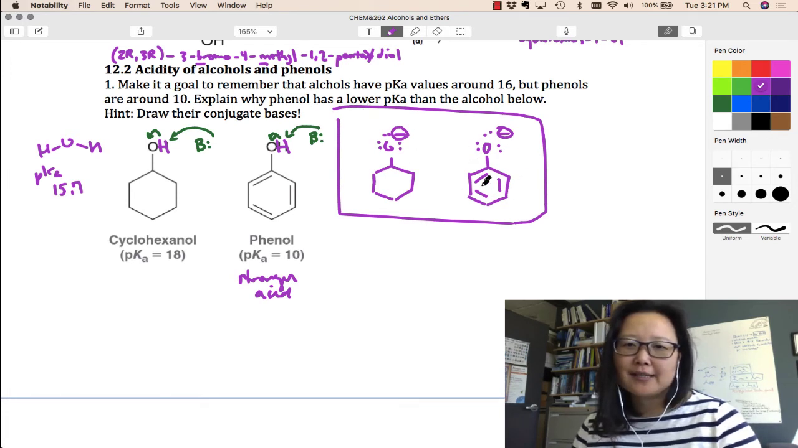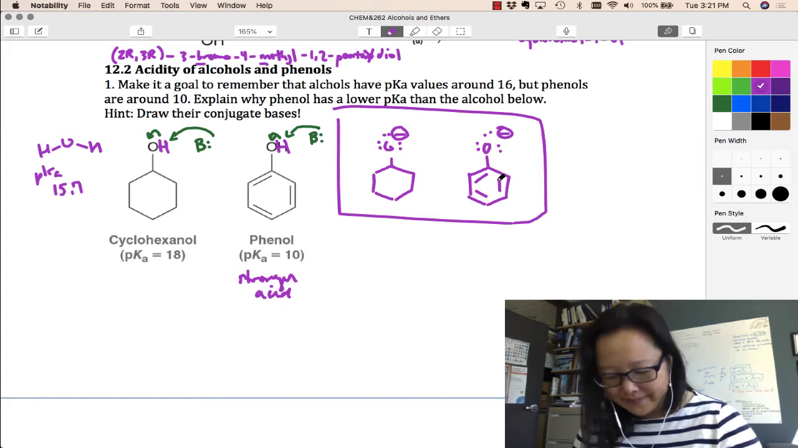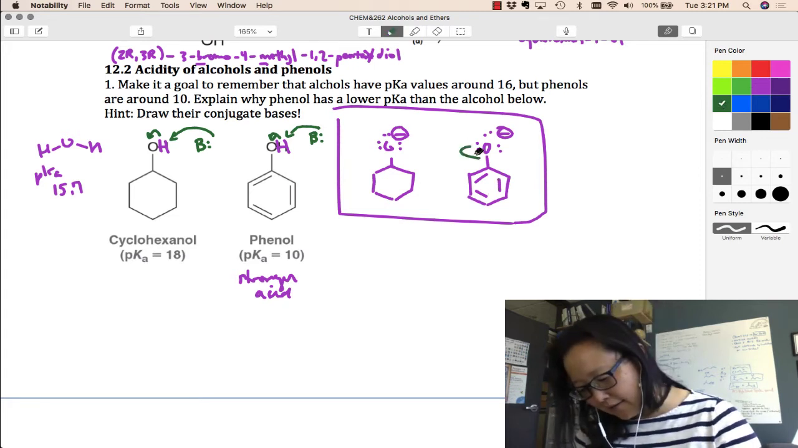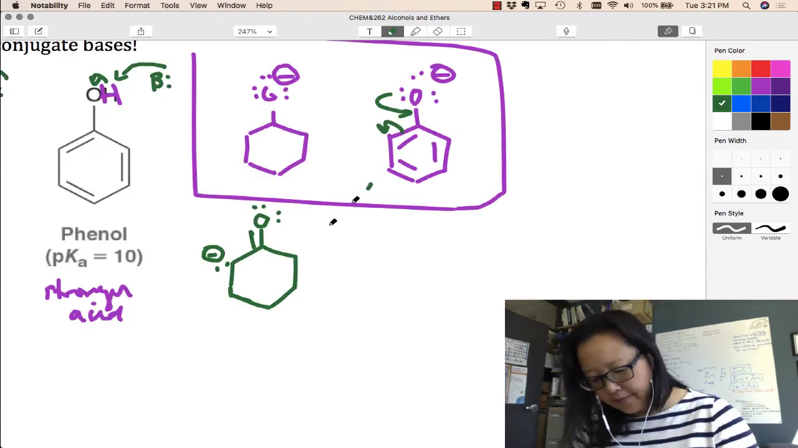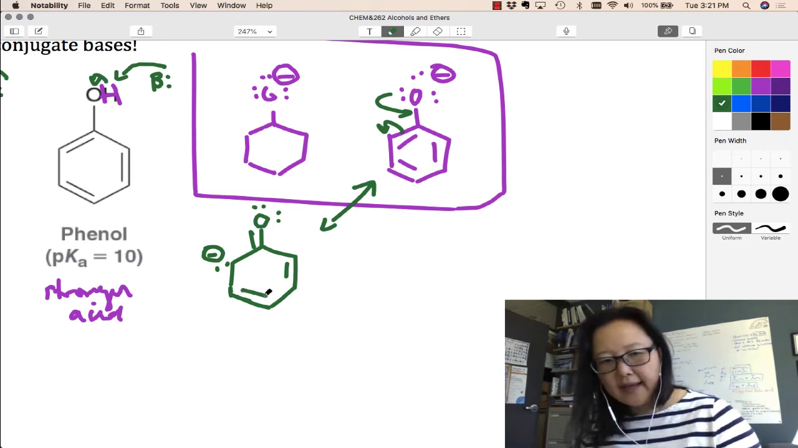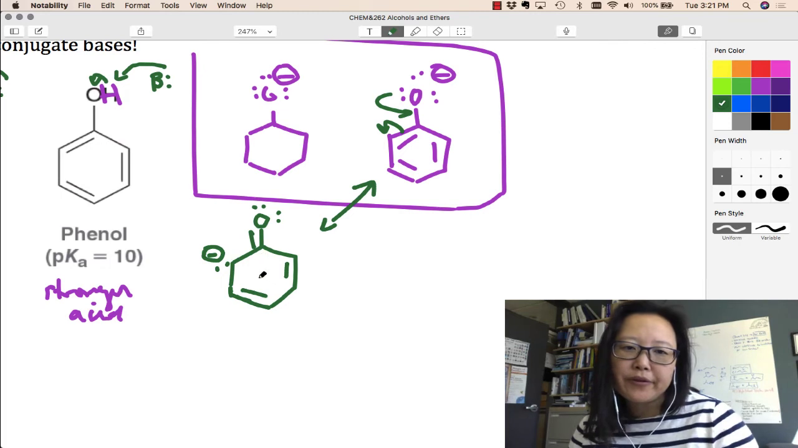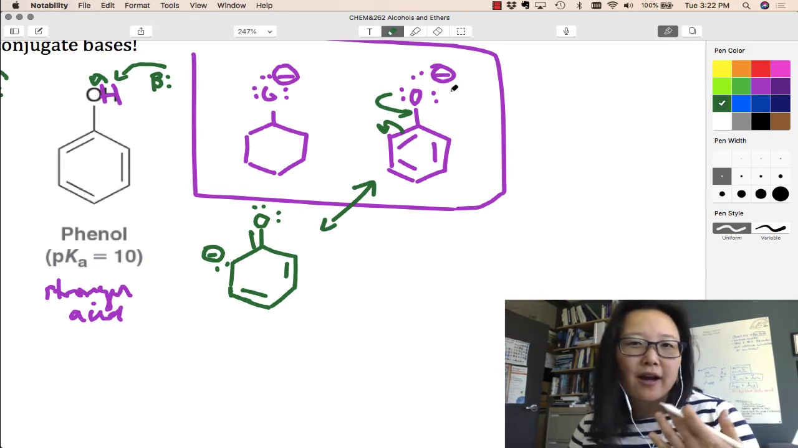I think it has something to do with this pi system here. And that's because of resonance delocalization. So I've got one resonance structure here from this guy. And so this is going to look like this. And I challenge you guys to come up with 2 other resonance structures that help to explain how this negative charge gets distributed over the entire ion.